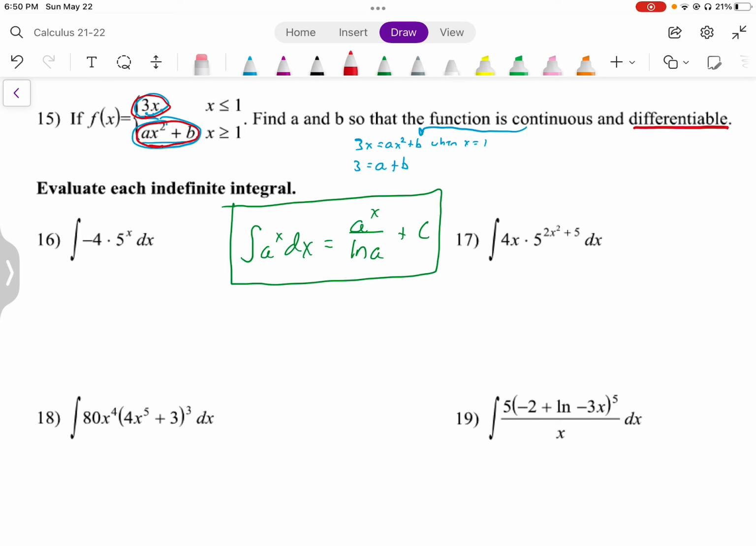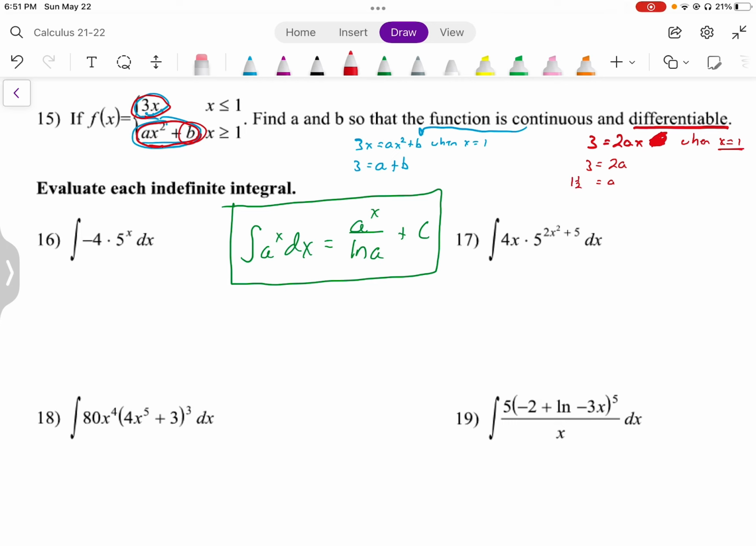So the derivative of 3x is 3, and the derivative of ax squared plus b is 2ax plus b, and we need these to equal each other when x equals 1. And so we put 1 in there. I am sorry, I just said the derivative of b was b, but the derivative of b is 0. So that's not even there. Now I'm putting in 1. 3 equals 2 times a times 1, which is 2a. Divide both sides by 2. You get a equals 1.5.